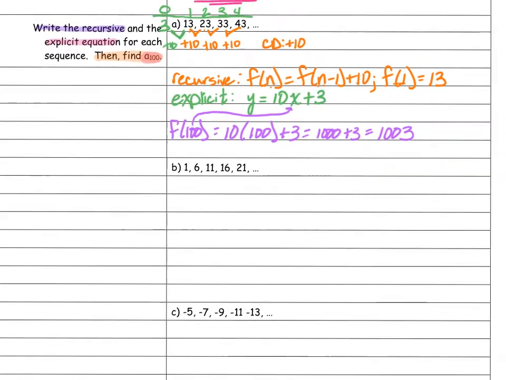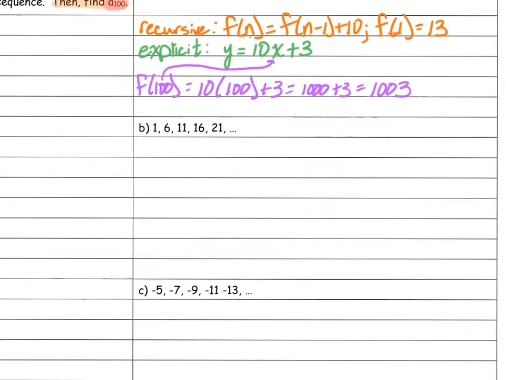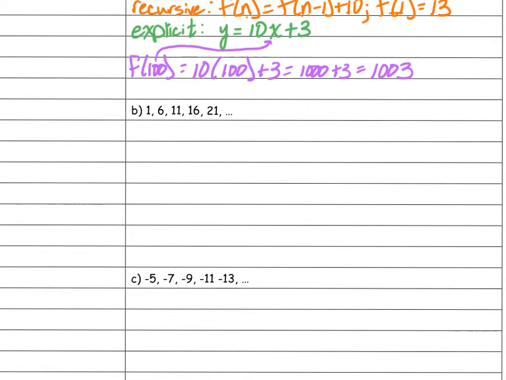Okay, next example. I'm going to make it a little bigger. Since I've zoomed up and I can't see my recursive equation, it's okay. There we go. So what do I need to do first? I need to find my common difference, okay? So how do I get from 1 to 6, and 6 to 11, and 11 to 16, and 16 to 21? Add 5. Great.